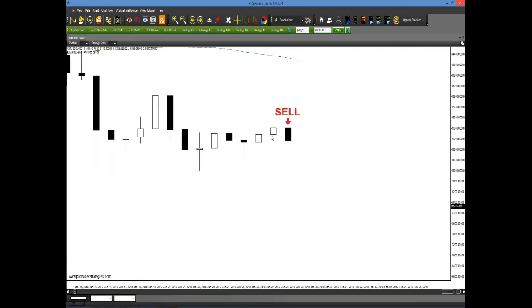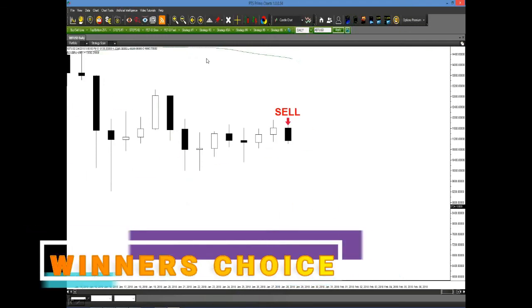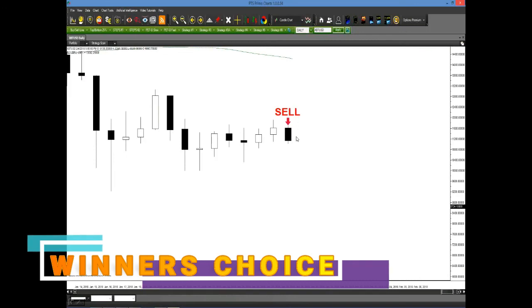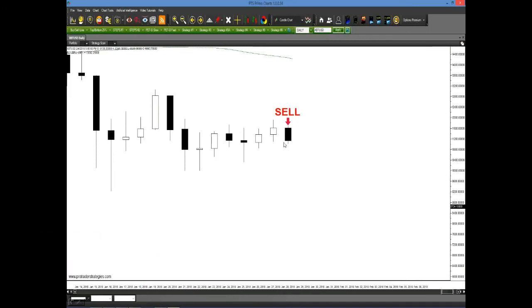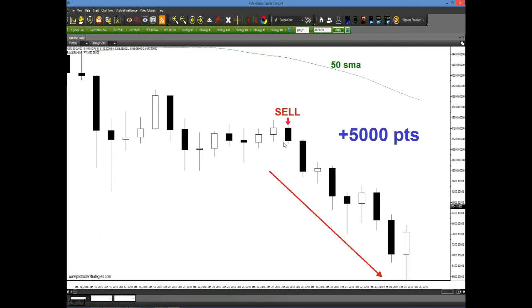As you see here, this was in the mid to end of January. We're below the 50. We closed in the bottom 25% on this day, and it met all the other requirements. And so look what happened to Bitcoin, 5,000 basis points to the downside.